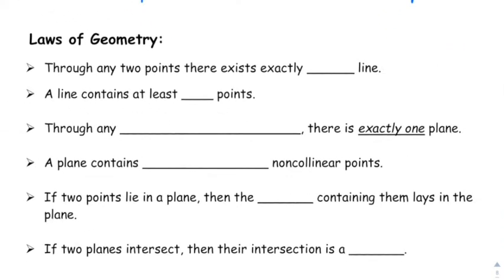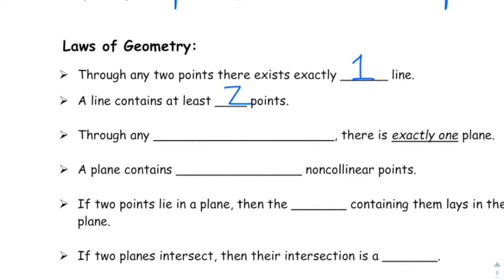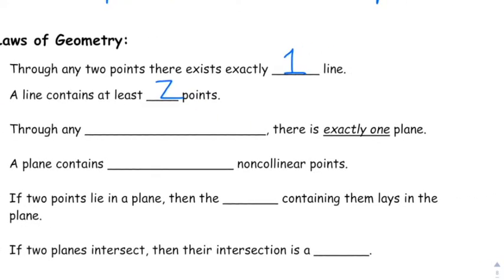geometry. Through any 2 points, there exists exactly one straight line, at least. A line contains at least 2 points. So these are really similar. These are, in a way, opposites of each other. Okay. Through any blank, there is exactly one plane.